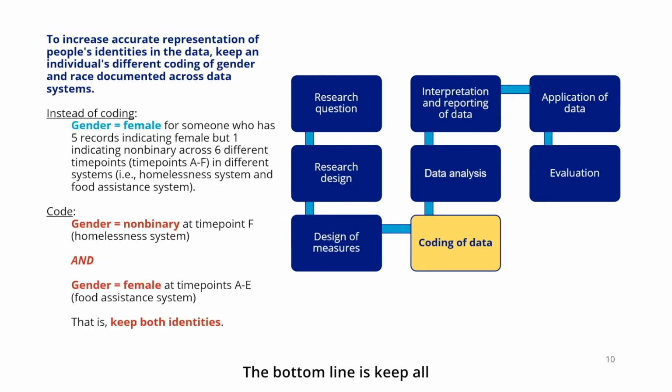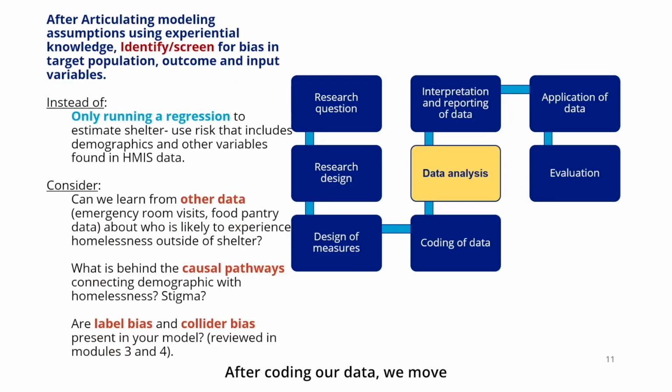The bottom line is keep all identities and be clear about where the identities came from, what data sources. Keeping this information allows us to answer questions for diverse identities, always making sure that we adhere to disclosure limitation standards that prevent the re-identification of small populations. After coding our data, we move on to data analysis.